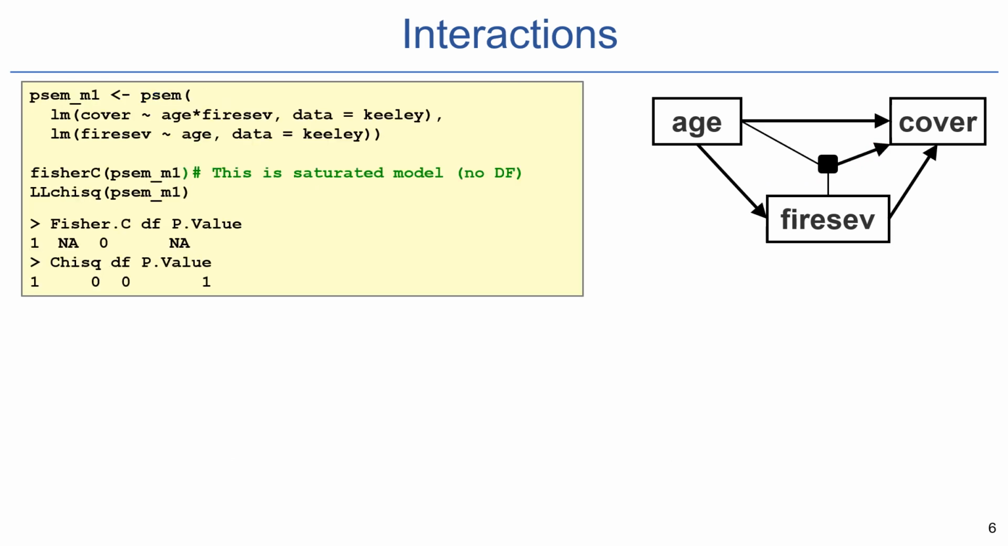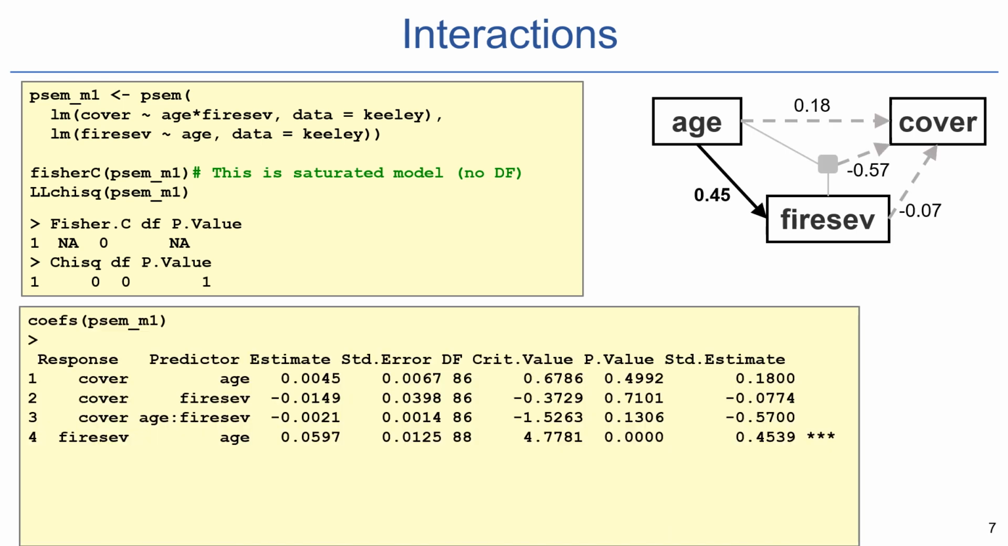So with this interaction, what we want to know is whether the effect of fire severity on plant cover depends on plant age. And the first thing you will notice if we call the Fisher C and the chi-square statistic is that they are zero, because this is a saturated model and we don't have the degrees of freedom here. But what we want to focus on here are our path coefficients. And you can see here that the interactive effect of age and fire severity on cover is not statistically significant. But what we see here is that we lost the effect of fire severity on cover, which was strongly significant in our previous results.